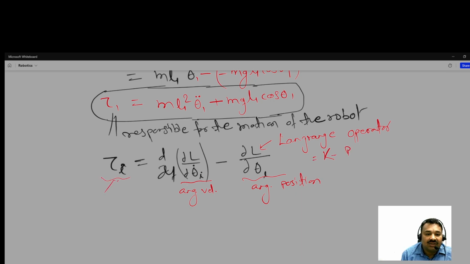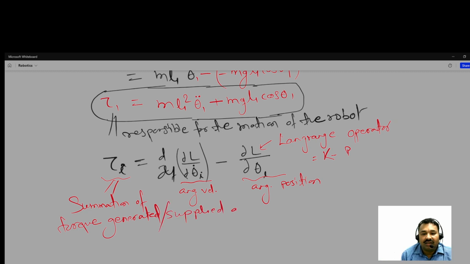And what is tau i? Tau i is the summation of all the torques generated at, or supplied to, the joints.